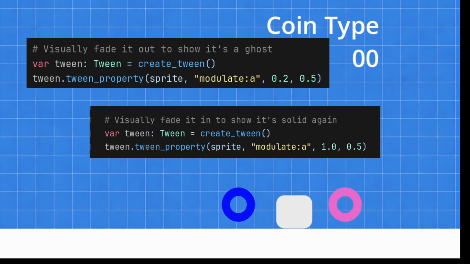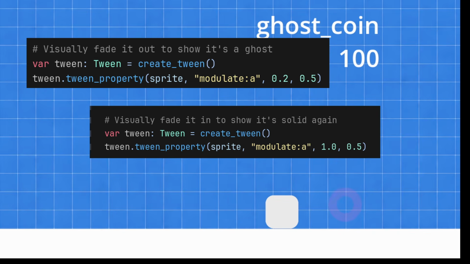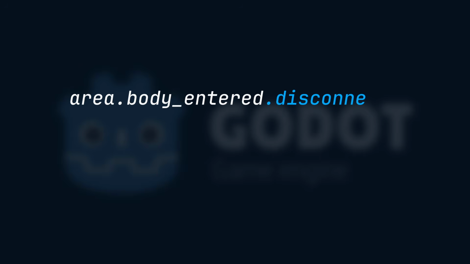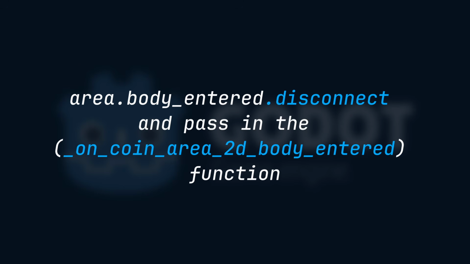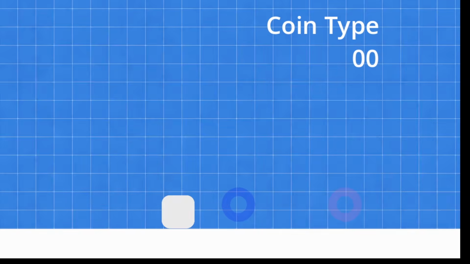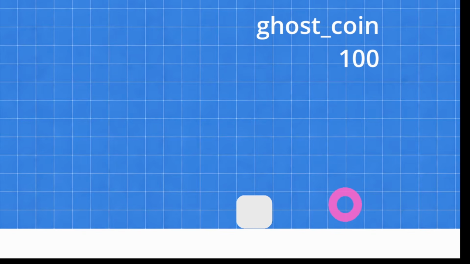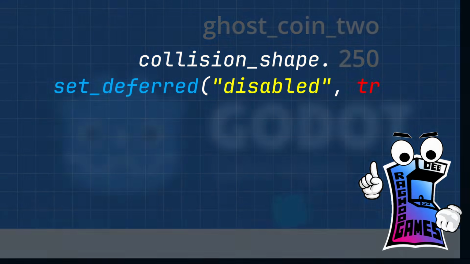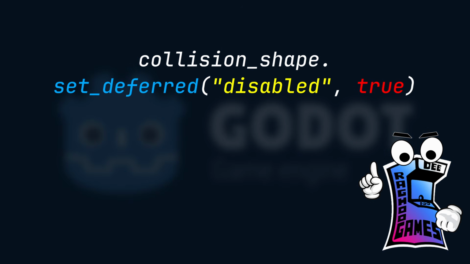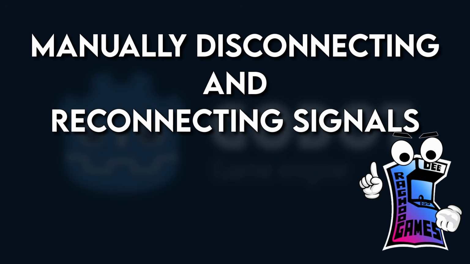When the coin enters its faded state, I disconnect the body entered signal using area.bodyEntered.disconnect and pass in the onArea2DBodyEntered function. This prevents the player from collecting the coin while it's faded out. That said, there's arguably a simpler and better approach. Instead of disconnecting the signal, you could simply disable the collision shape by using collisionShape.setDeferred disabled true. And to be honest, that's probably what I would use in a real project. I mainly wanted to experiment with manually disconnecting and reconnecting signals to see how it would work in practice.